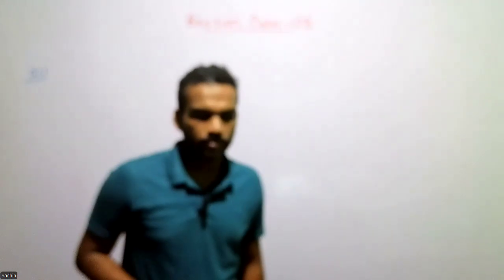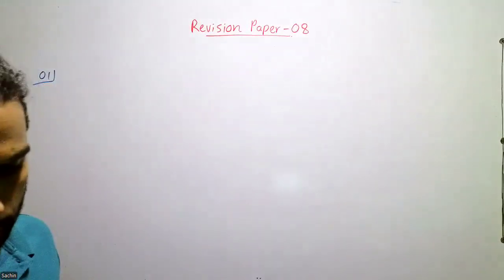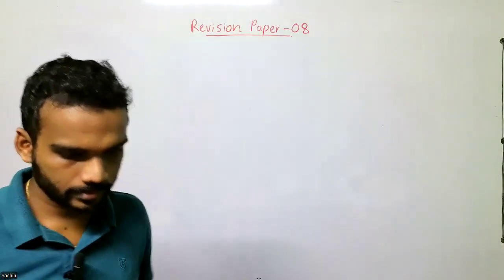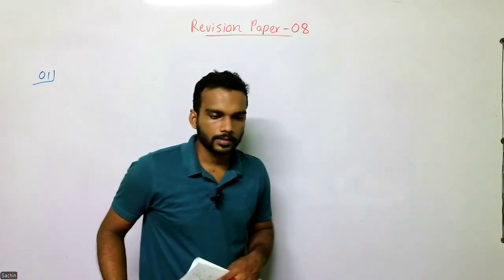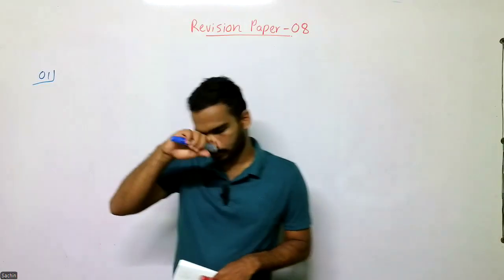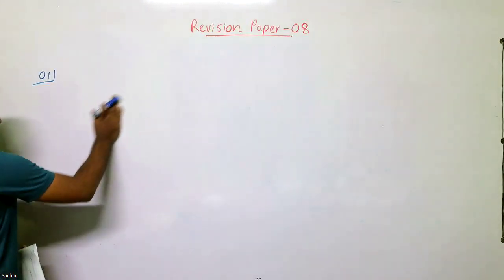Okay, so starting from the first question, dimensions of pressure gradient. Lighting is fine now. Okay, so we can continue the discussion.